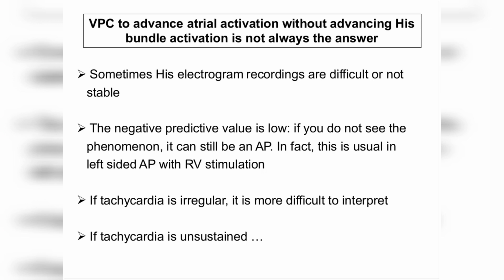You can perform the maneuver, don't see this response, but still an accessory pathway can be present. So that means that this maneuver does not always give the answer. And then something else has to be done.